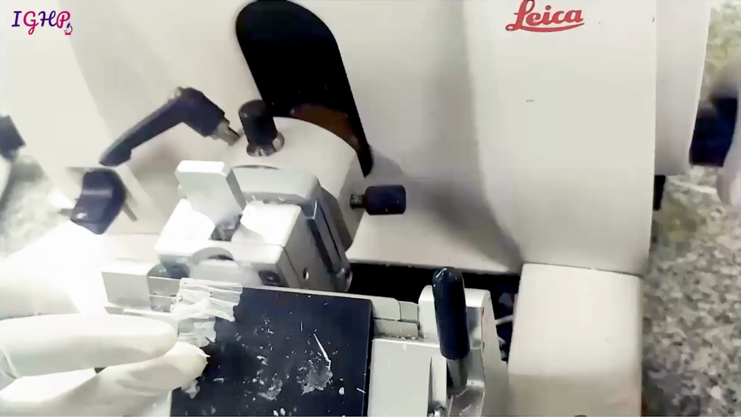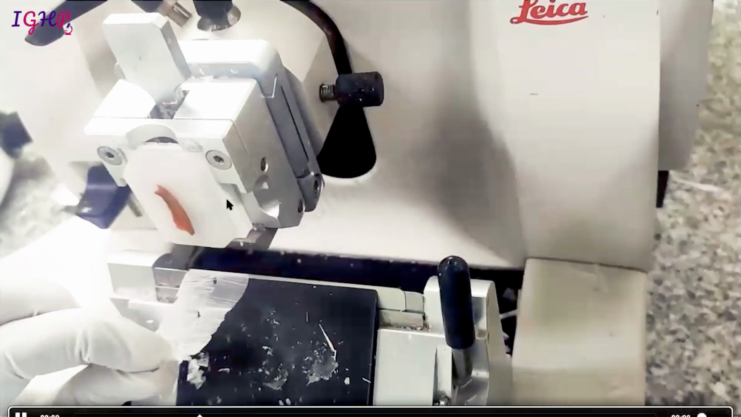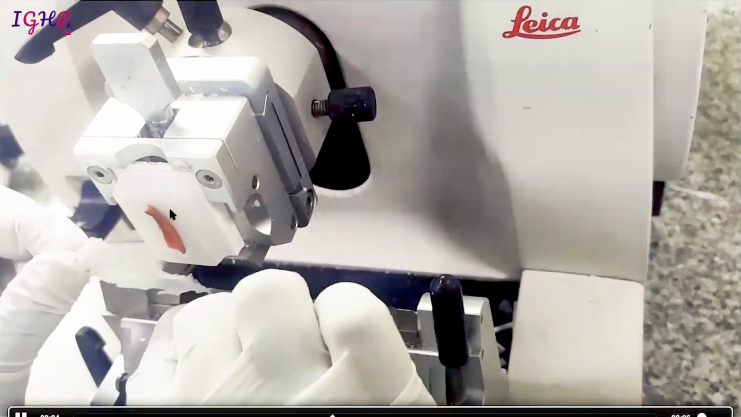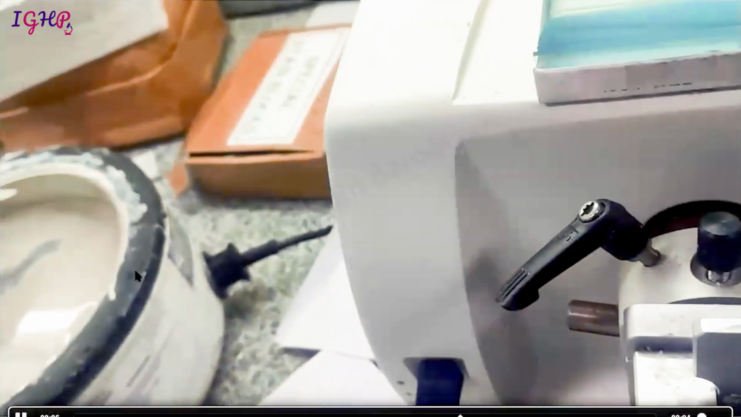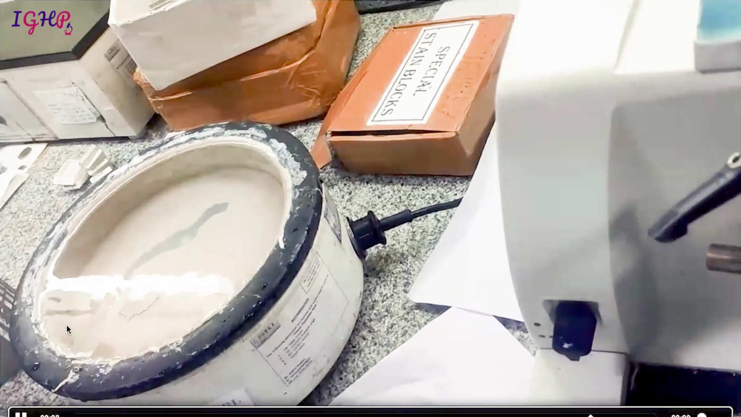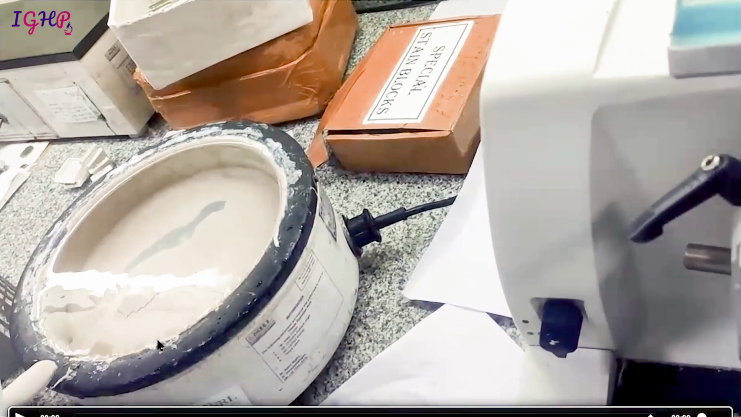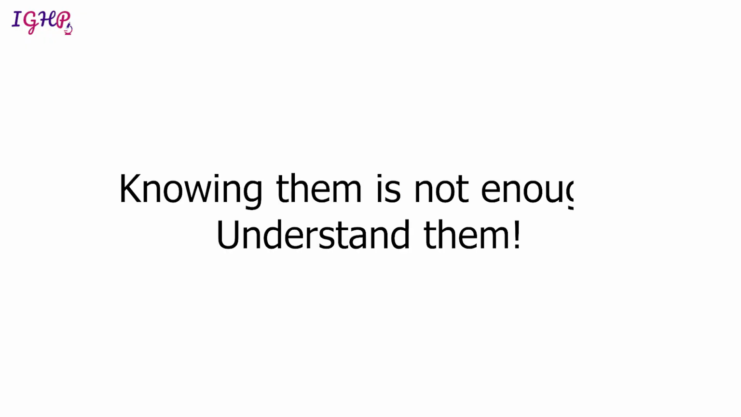And this is how the microtome works. You put the block on the block holder, you cut the section with the help of a blade, and then you take a ribbon. Then you float the ribbon on the water bath, which is later taken onto the slide and taken further for histopathology staining.